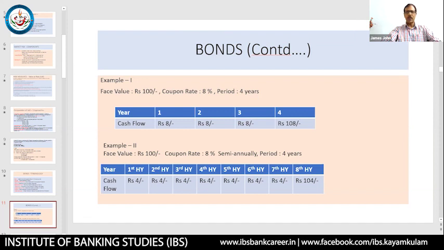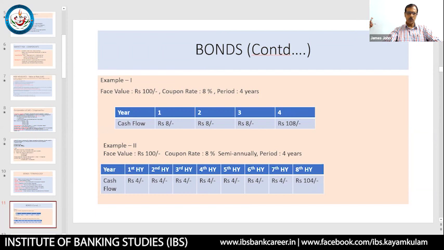Again, completion of another 6 months, meaning completion of the first year, 4 rupees. Then third half year, 4 rupees. Fourth half year, 4 rupees. Like that, seventh half year, 4 rupees. And on the eighth half year, the company pays back 100 plus 4. This is the way in which the repayment is made by the company to the investor. I think it's clear.